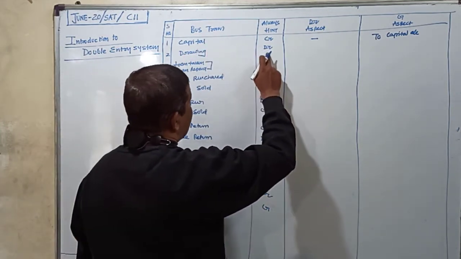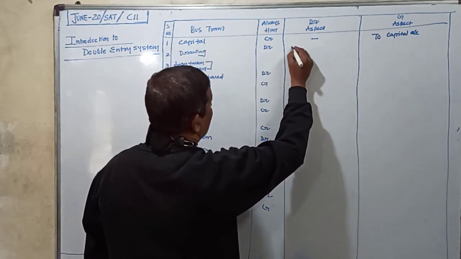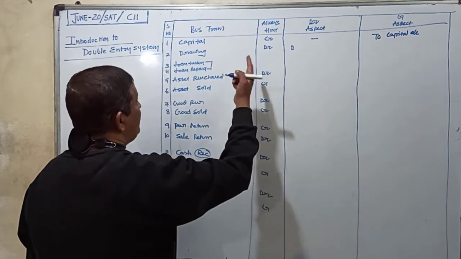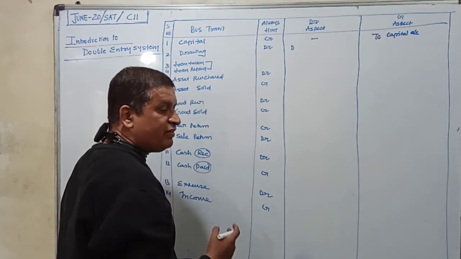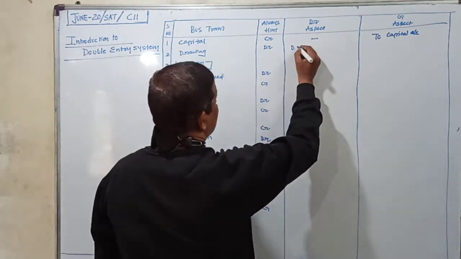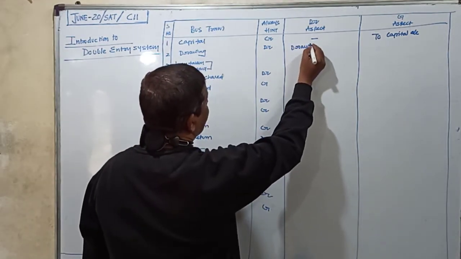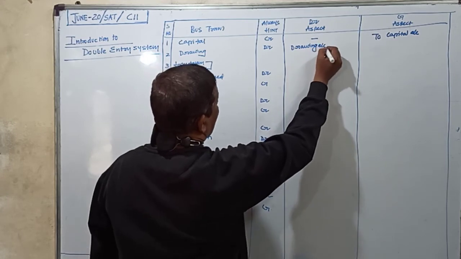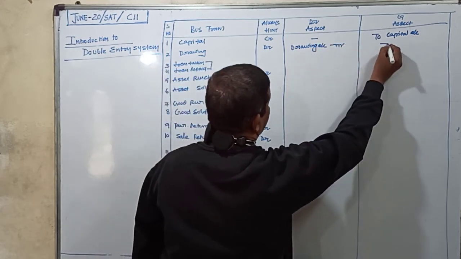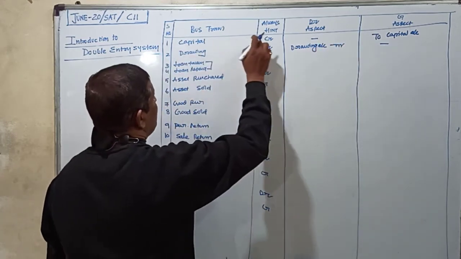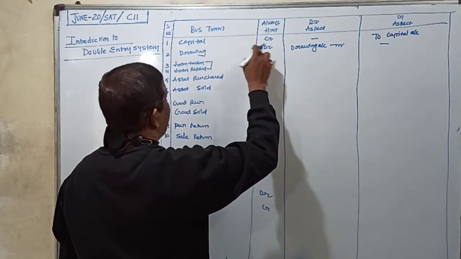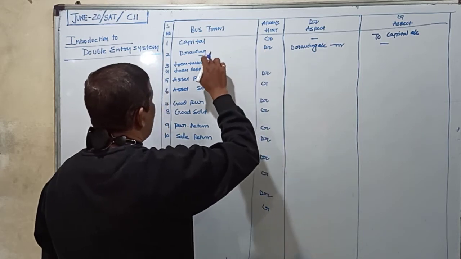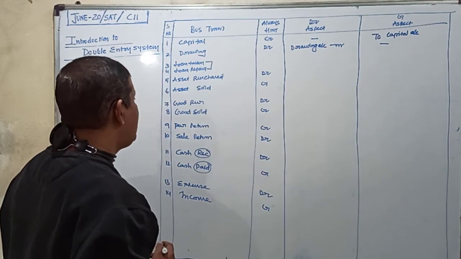Drawing is always debit, so the debit aspect. So how do you write it? If an account is debited, we suffix the account with the word abbreviation debit. So you write drawing account debit. So capital is always credit, so to capital account. Drawing is always debit, so drawing account debit. Loan taken, loan repaid, we will come back to it later.